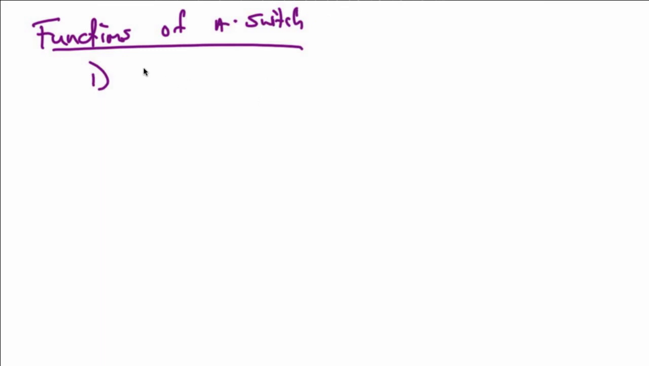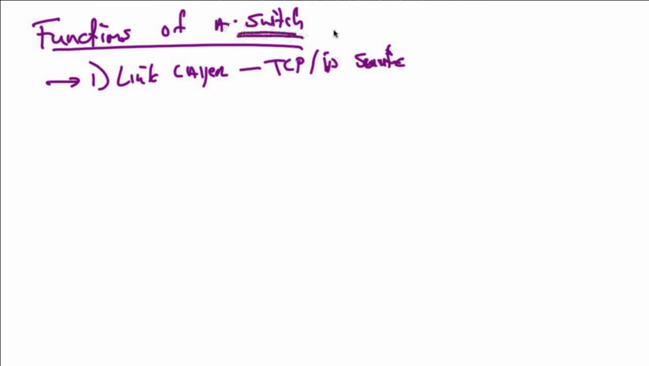The switch is going to operate at the link layer, and it's going to operate at the link layer to support the TCP/IP suite. So again, the switch is going to provide services to the next higher layer in the TCP/IP model, or even in the ISO model.